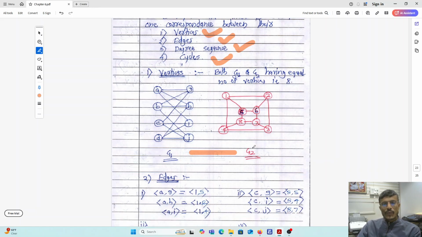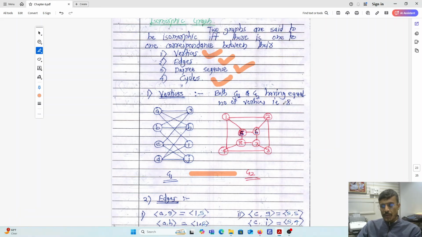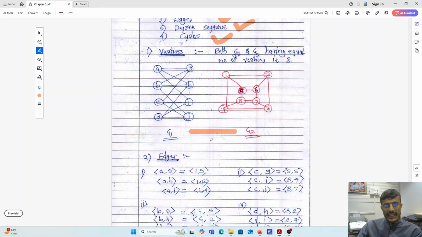For that purpose, first vertices. If you see, G1 and G2 both have an equal number of vertices. So with respect to vertices, they may be isomorphic. We cannot say directly that they are isomorphic by vertices alone, but the number of vertices in G1 equals the number of vertices in G2. So you can say that it may be isomorphic with respect to the vertices. Then edges.